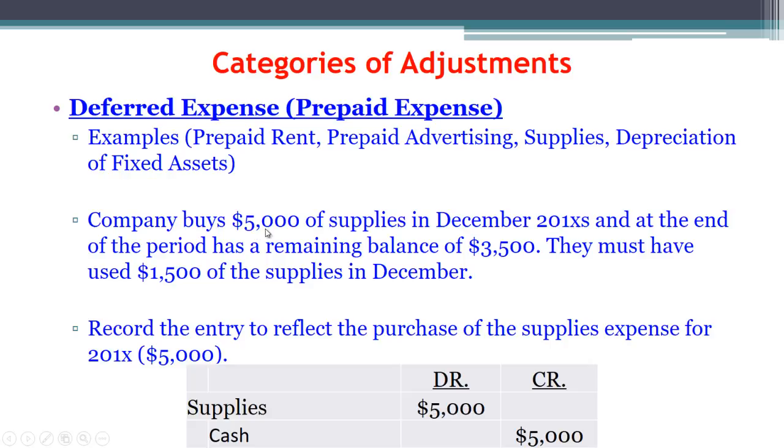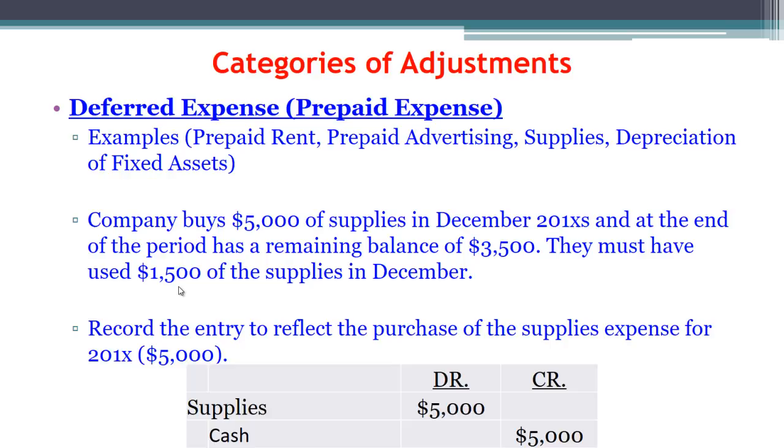So that's what we have to do. When you see these types of situations, you usually start with your beginning balance. In this case, it's 0. Plus, what did we purchase? $5,000. Subtract out what you have left, $3,500, and that tells you what you used, $1,500.